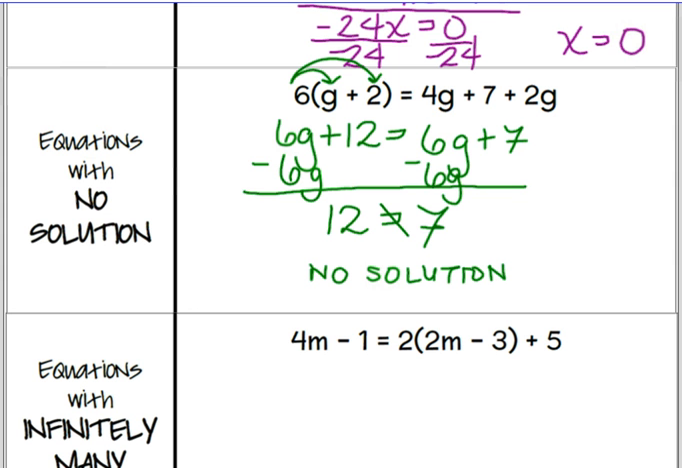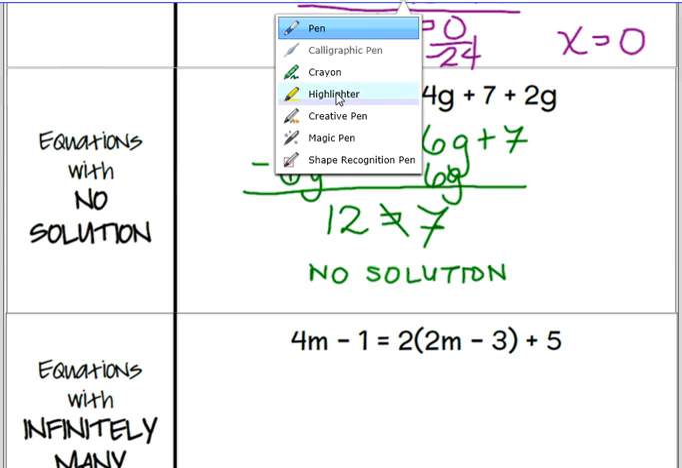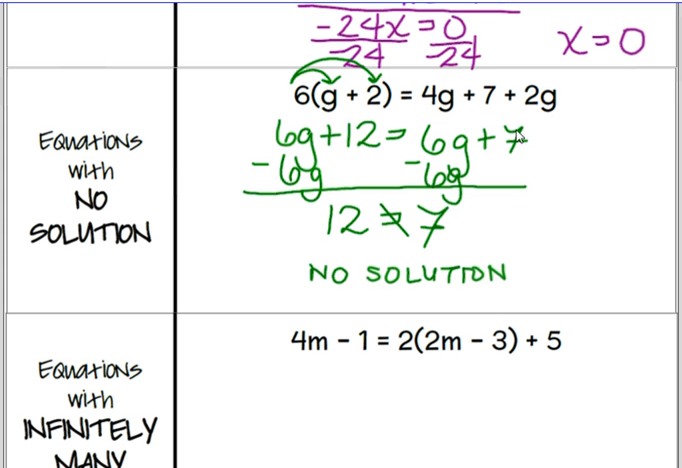And I'm going to point out something else that you may see, that up here we also had 6g plus 12 equals 6g plus 7. And so up here even you can see that the 6g is the same on both sides, and yet you're going to end up with 12 on one side and 7 on the other. So you may end up seeing that ahead of time before you actually manipulate the variables. And so our solution would be that there is no solution.